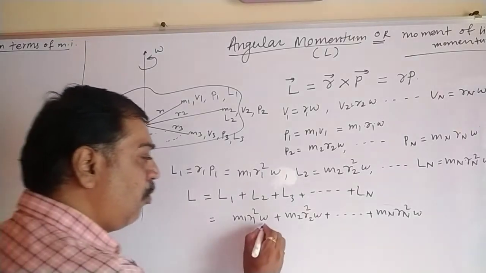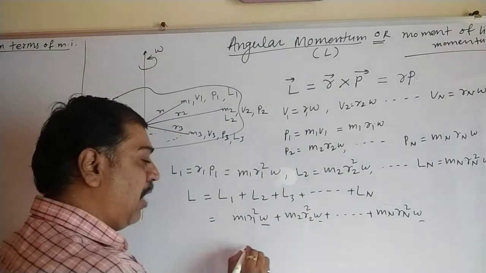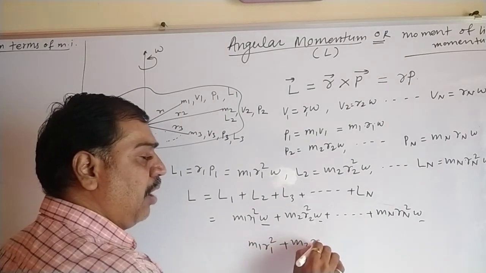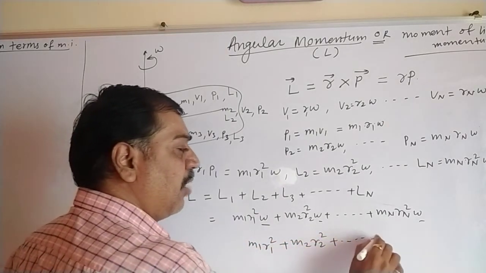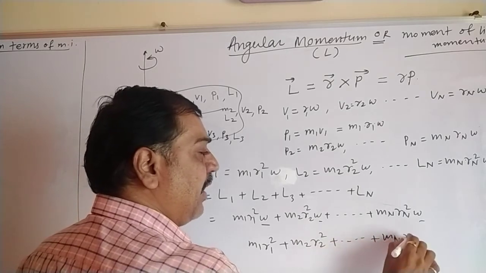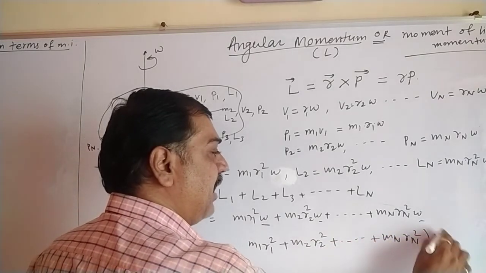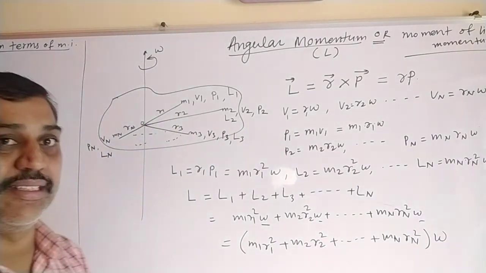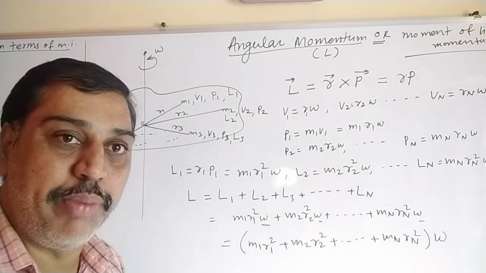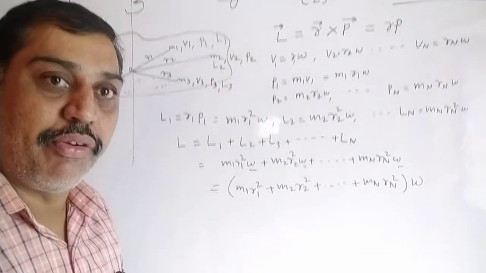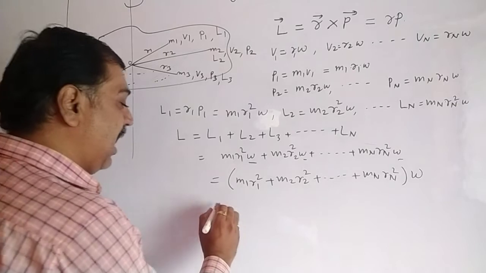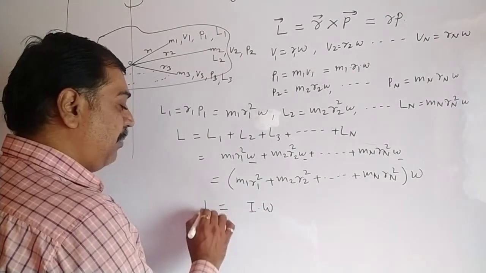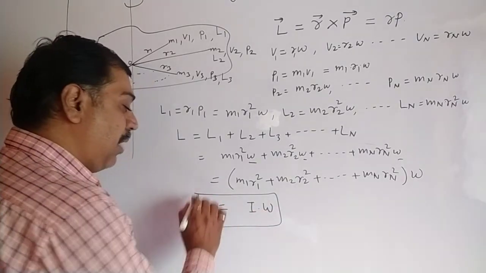In all this, omega is constant, so you can take omega outside. You can write M1 R1 square plus M2 R2 square plus so on up to plus Mn Rn square, and outside the bracket it is omega. So this bracketed term is what? Do you guess? Yes, this bracketed term is said to be moment of inertia of a body, and that was represented by I. So we can write this as I into omega. Left side is as it is, L equal to I omega.